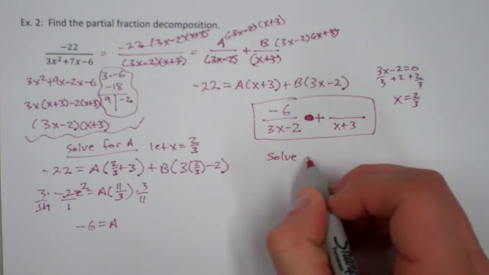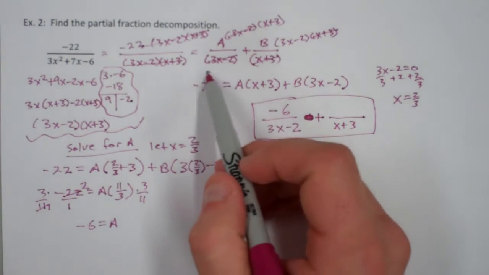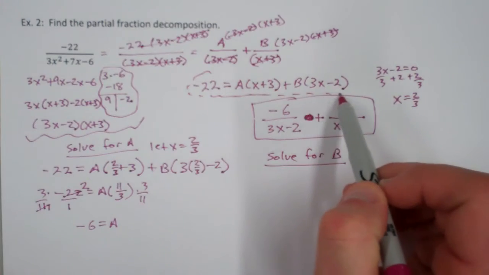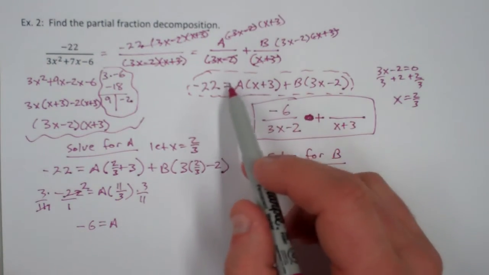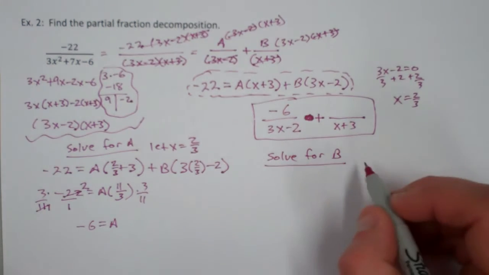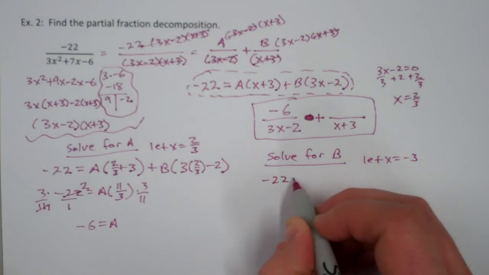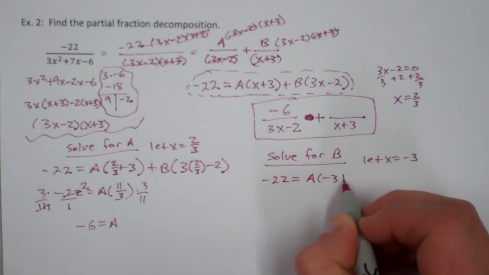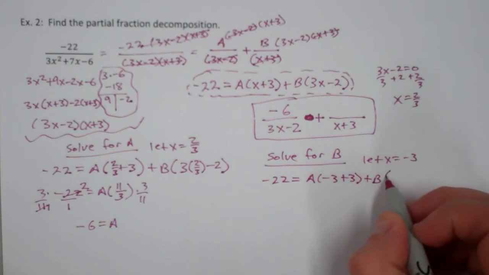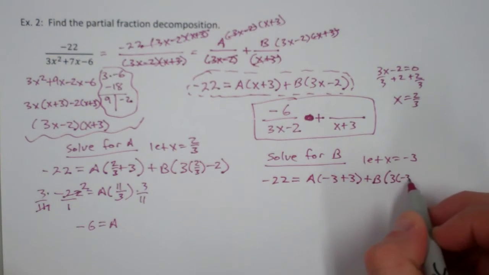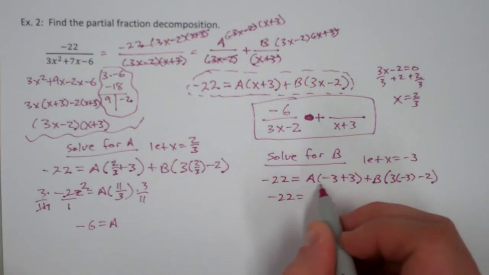So let's work on solving for B here. We want to find a good value. We're going to go back to this equation. We want to find a good value so that we can get rid of this term with A, and that's negative 3. So we're going to let x equal negative 3 here. We've got negative 22 is equal to A times negative 3 plus 3, and we've got plus B, and then in parentheses 3 times negative 3 minus 2. Alright, well that term with A is gone now.